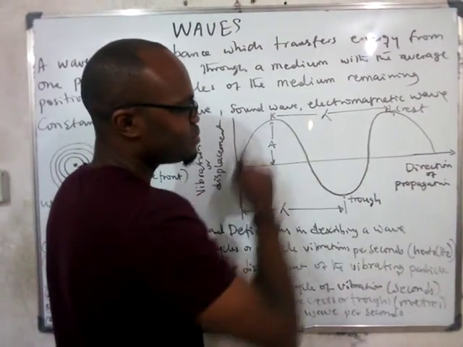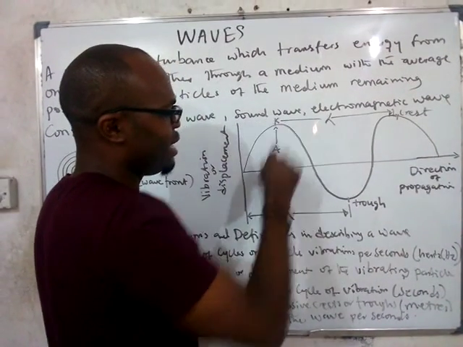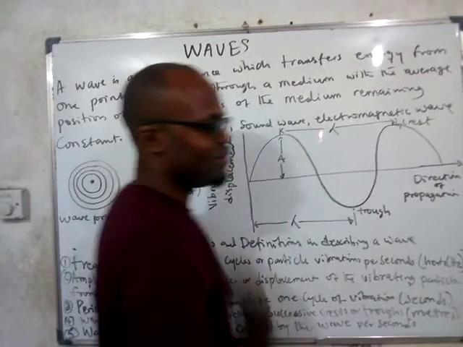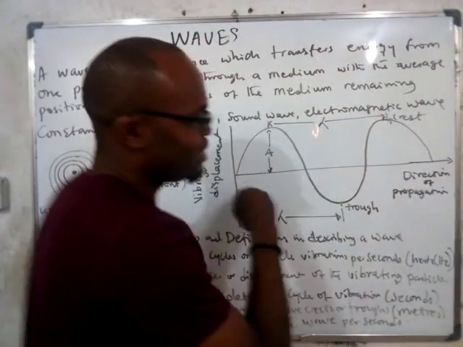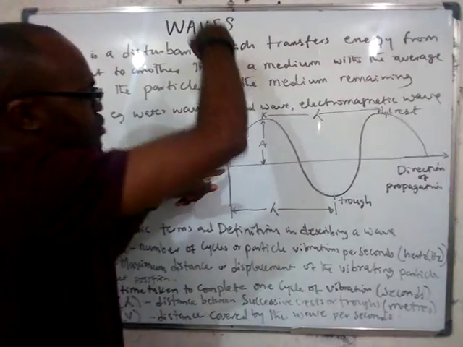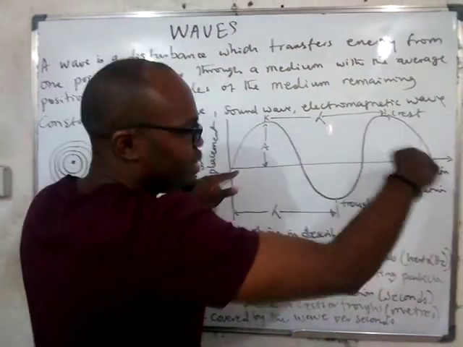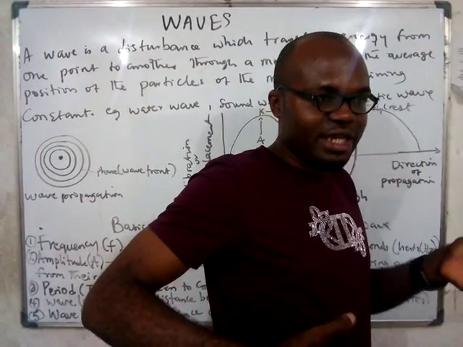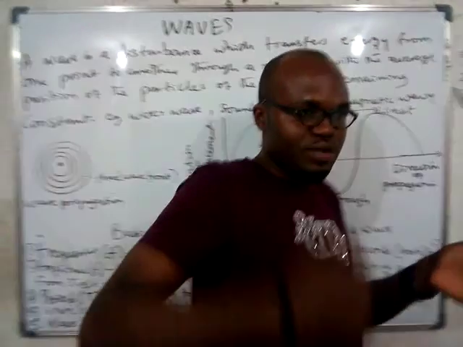Is that clear? Yes. The distance between a crest and the normal line, without disturbance, is known as amplitude. Is that clear? Yes. So this is the direction of the motion. Once you drop a stone, the water will move like this, ripples. Is that clear? Yes. When you pluck the string of a guitar, boom, it will vibrate.